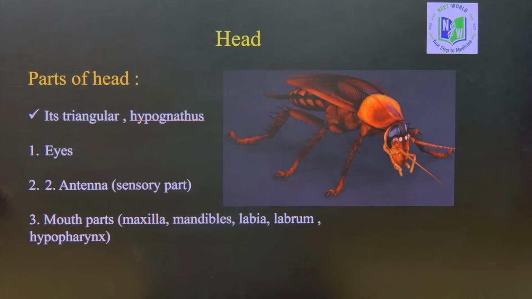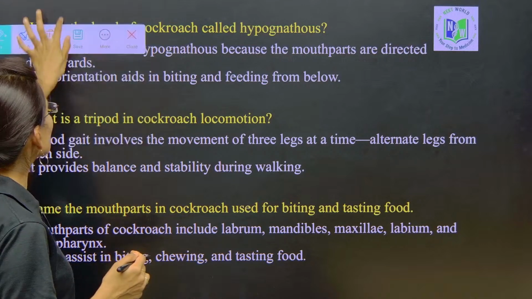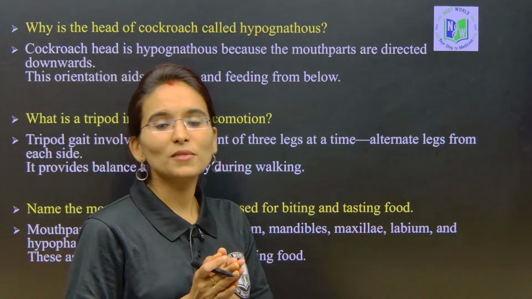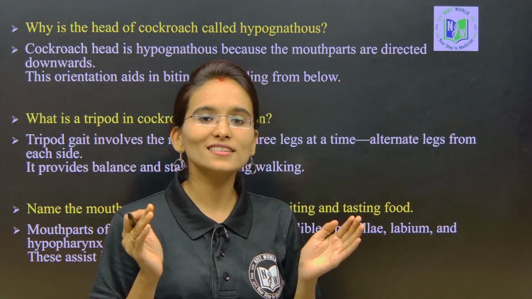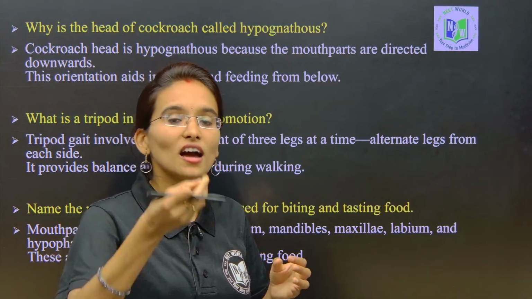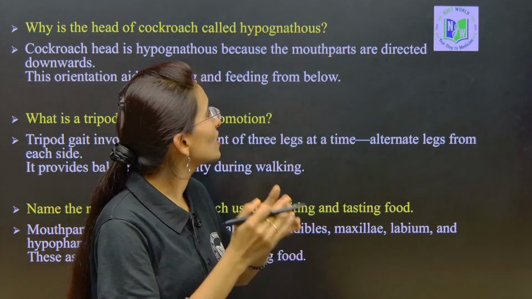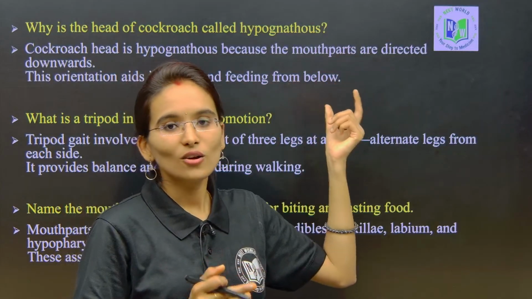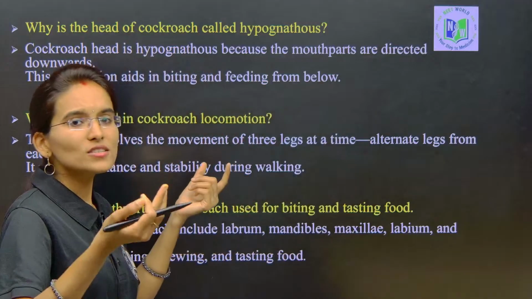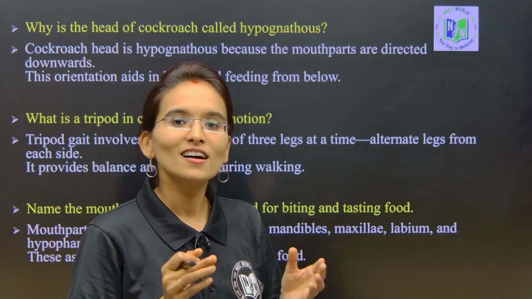Look into the answer now. Why is the head of the cockroach called hypognathus? In the head part only, my dear students, we have studied the structure of the eyes, antennae, mouth parts, each and everything we have covered under the head. So the head is the main region where all these things are located. The head is directed downwards, and in the head only the mouth parts are situated.